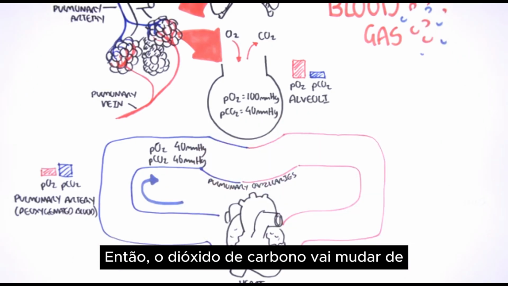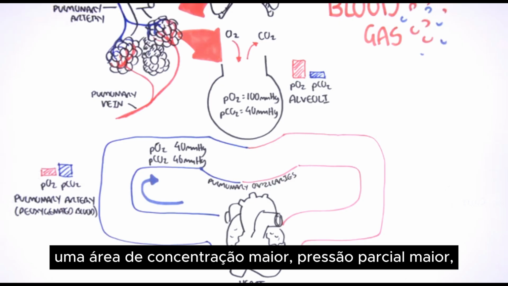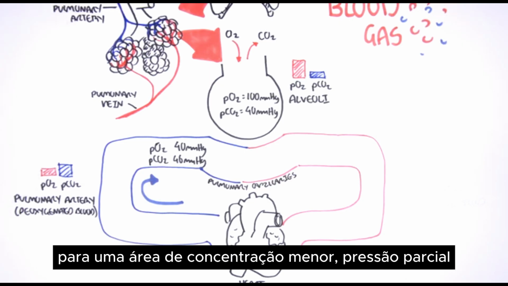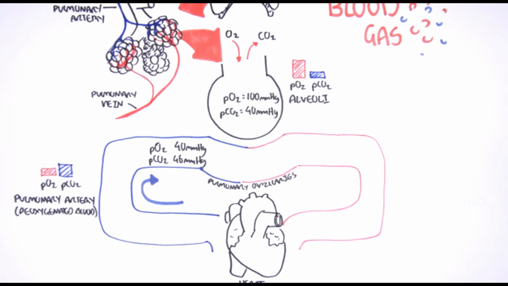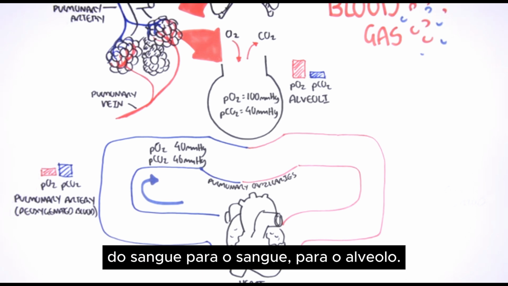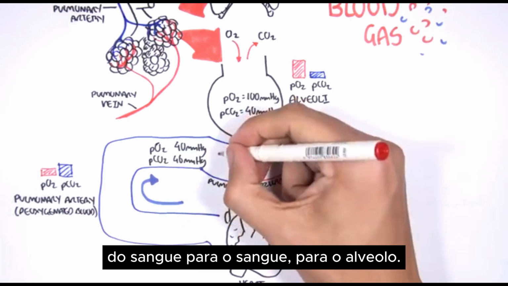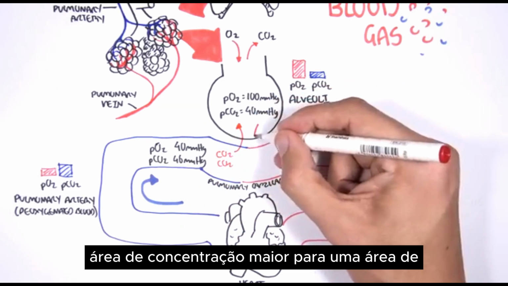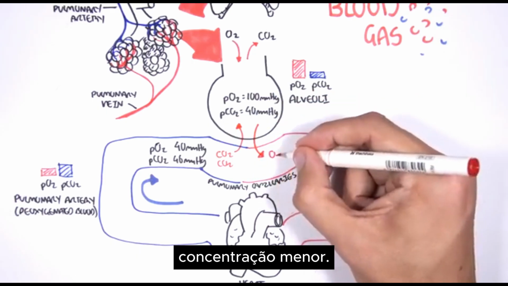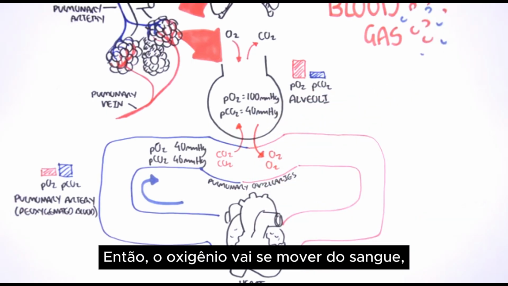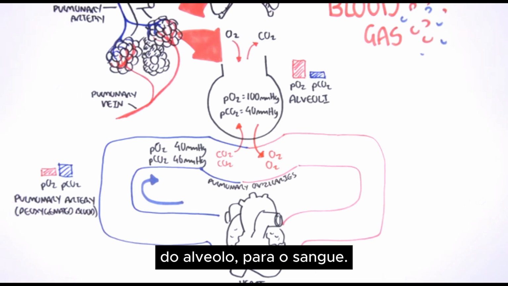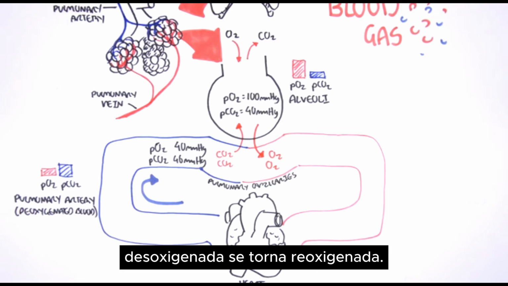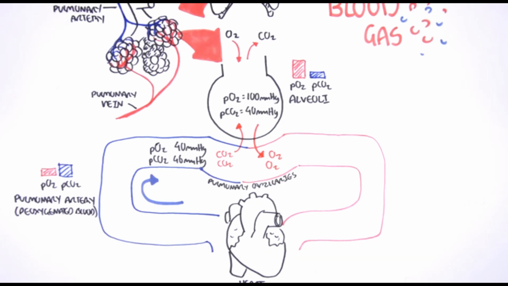So the carbon dioxide will move from an area of higher concentration, higher partial pressure, to an area of lower concentration, lower partial pressure. So carbon dioxide will move from the blood into the lungs, into the alveoli. And oxygen will move from an area of higher concentration to an area of lower concentration. So the oxygen will move from the lungs, from the alveoli, into the blood. And this is how the deoxygenated blood supply becomes reoxygenated.